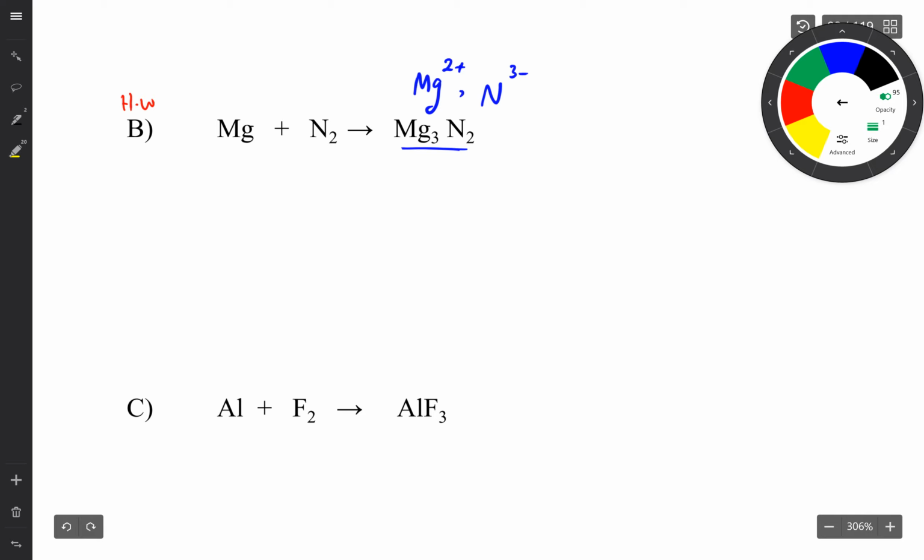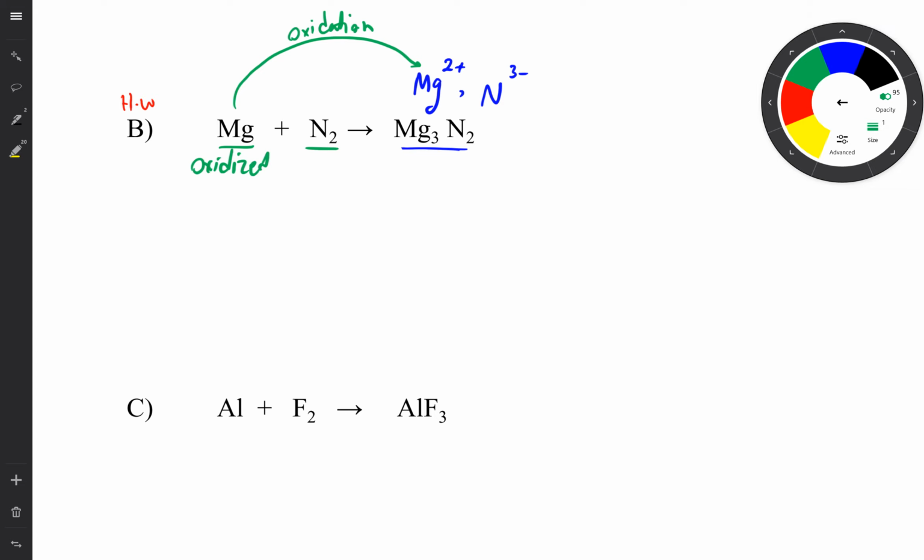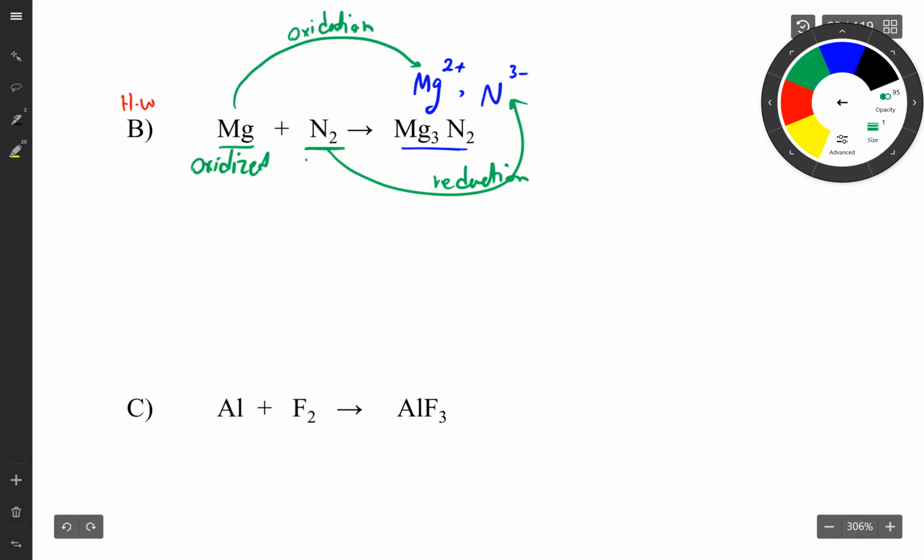Now we can easily identify what happens to the magnesium. The magnesium has converted to the magnesium ion. It means it has lost 2 electrons. So this is oxidation, and we can say the magnesium is oxidized. And what happened to the nitrogen? The nitrogen is converted to N3-. It has gained electrons. So this is reduction, and we can say in this reaction, nitrogen is reduced. So we identified the oxidized and reduced species.